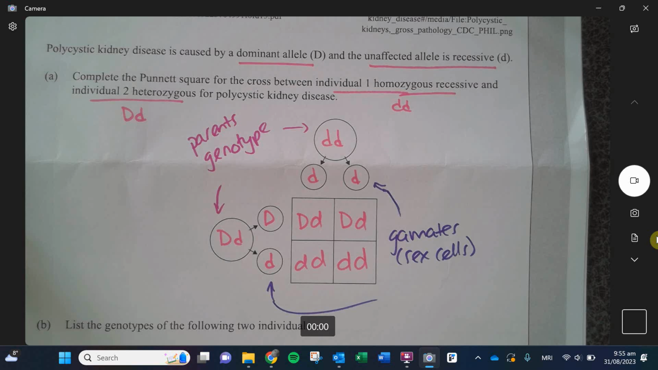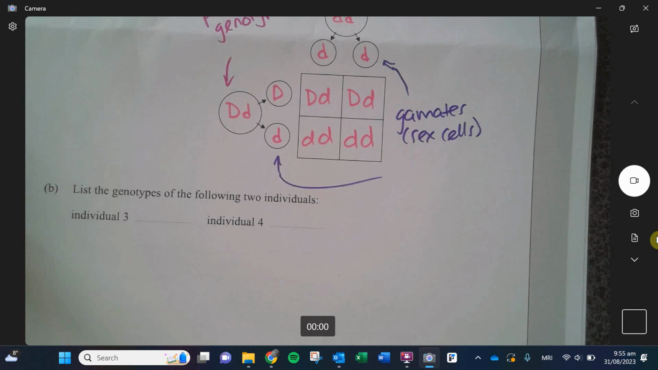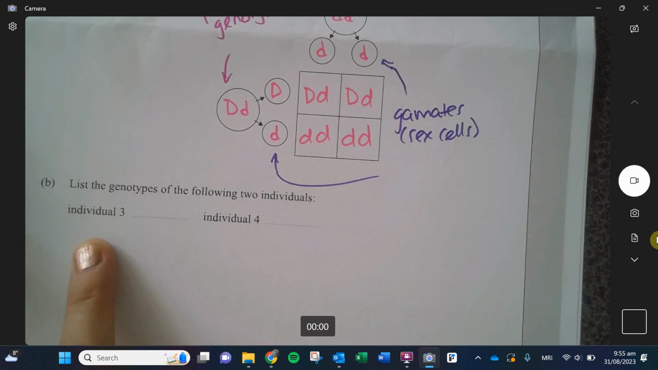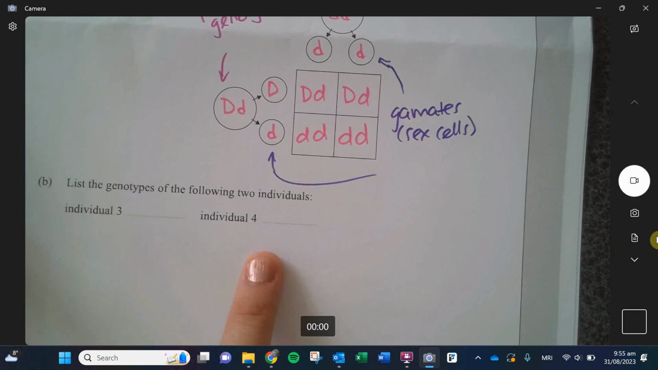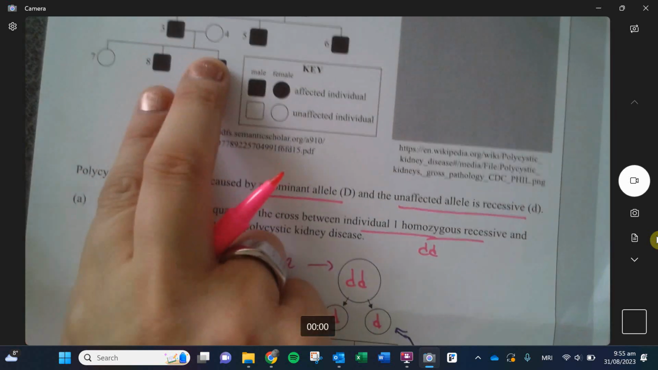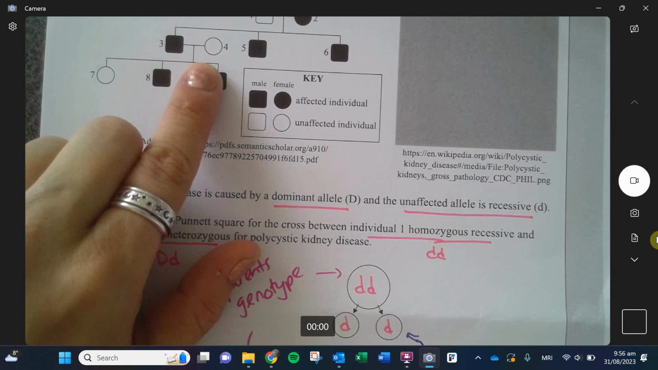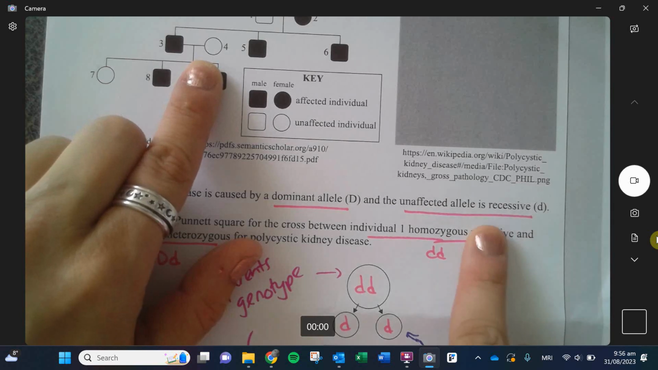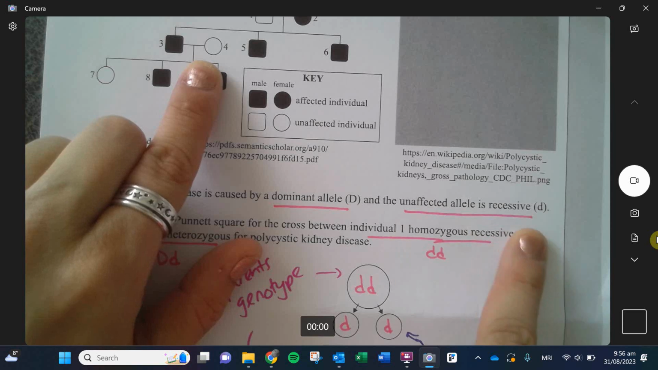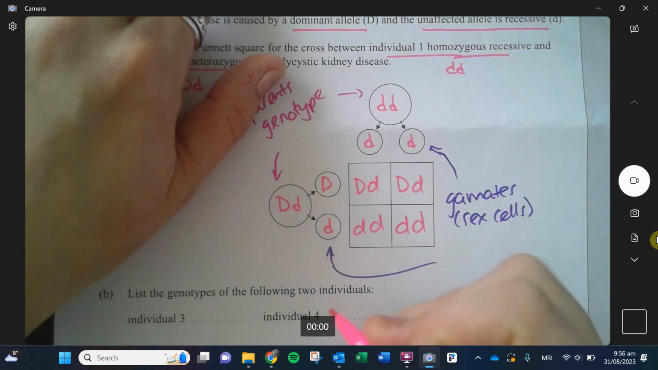Okay. The next thing they want me to do for question B is to list the genotypes of the following individuals. They want me to list the genotypes of individual number 3 and number 4. So that's those two over here. Number 4 is nice and easy for me to identify because I see that it has the recessive trait, and recessive is the little d, they're unaffected.